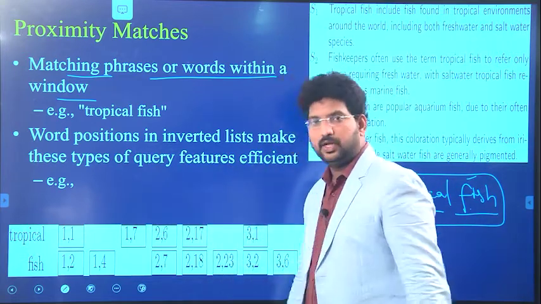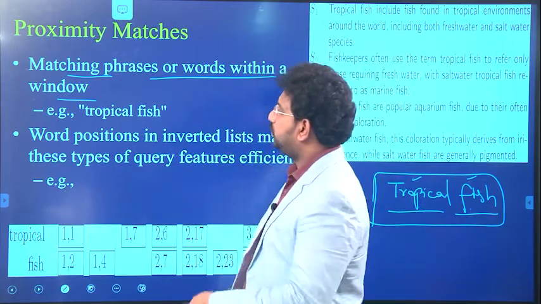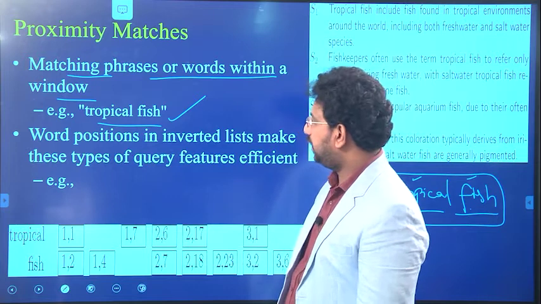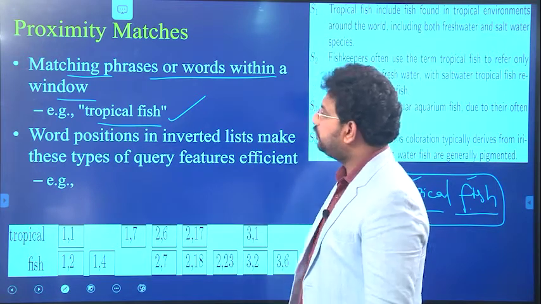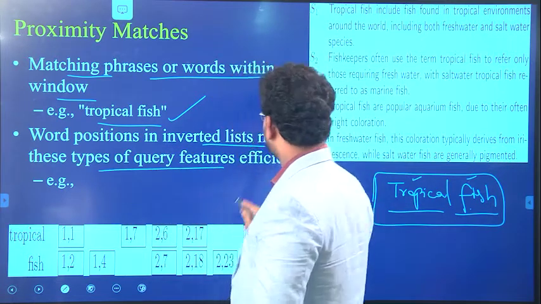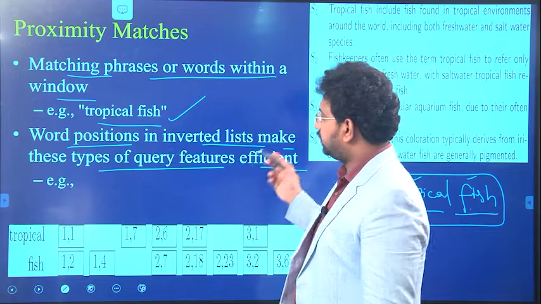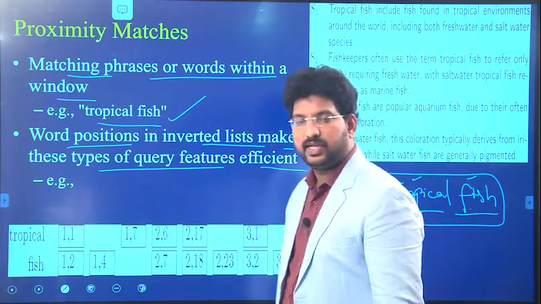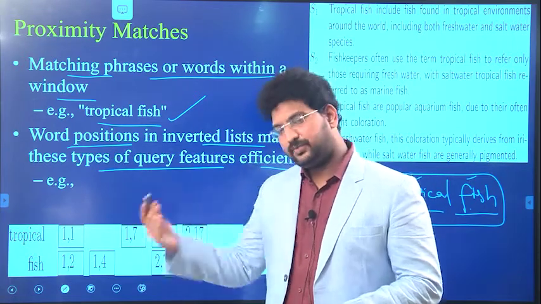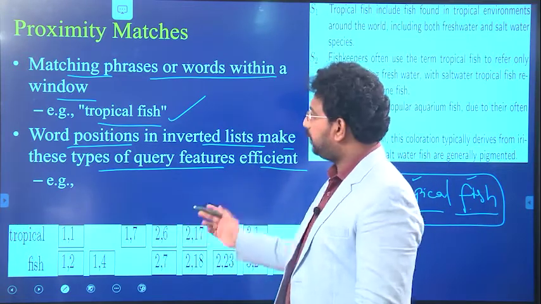If you try to observe proximity matches, matching phrases or words within a window, you want to match the particular words, for example tropical fish. Word positions in inverted lists make these types of query features efficient. When you have two or three words as a phrase to compare, word positions in the inverted index make this very efficient.